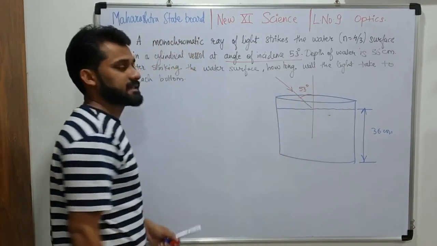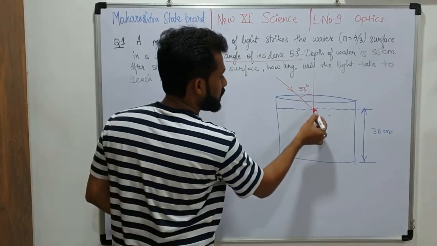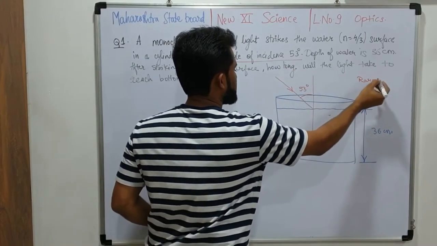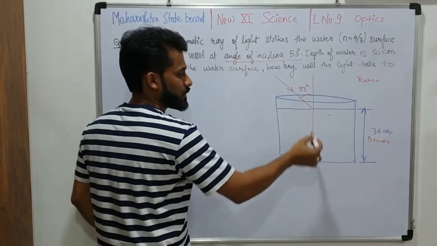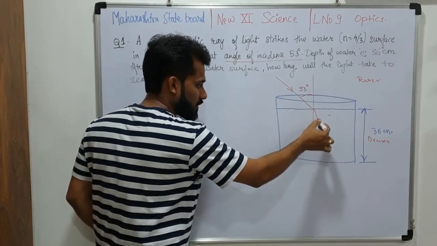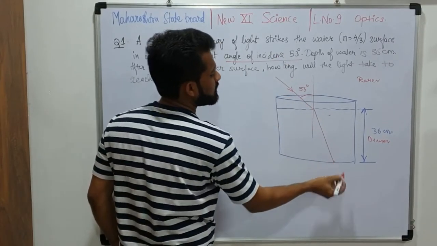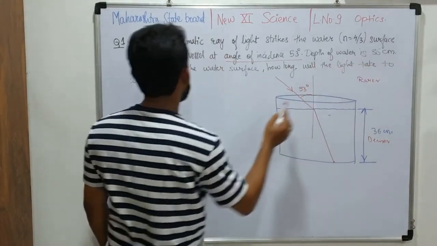And after incidence, since it is traveling from air to water, it will bend towards the normal, as it is traveling from a rarer medium, which is air in this case, to a denser medium, which is water. So, the ray of light will bend towards the normal, and then after bending it will hit the bottom of the vessel. So, the question is, how long will the light take to reach the bottom?